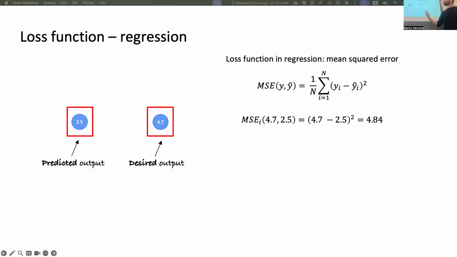Then in case of regression, a very common loss function is the mean square error that you may have seen already multiple times, which is, again, the sum over all these samples, so over all the cells, of the difference between the desired output and the predicted output squared. So in this case, if you have, let's say, 2.5 as predicted output and 4.7 as desired output, for only this sample it is going to be 4.7 minus 2.5 squared.